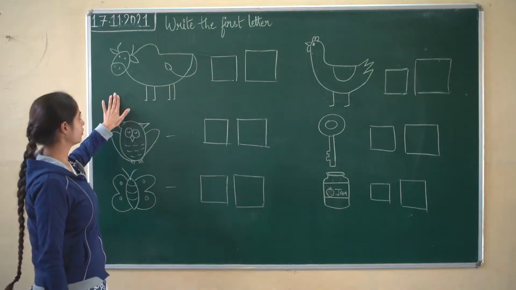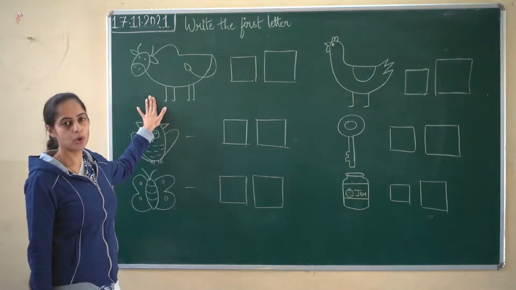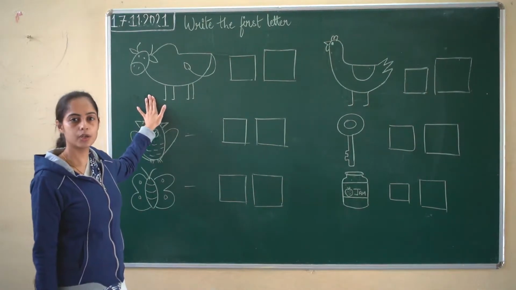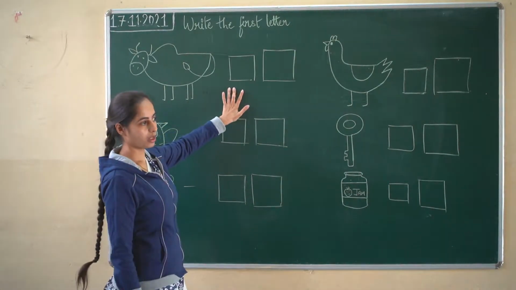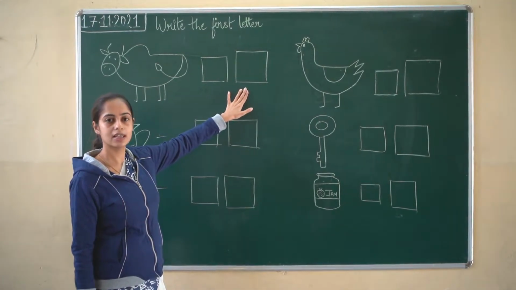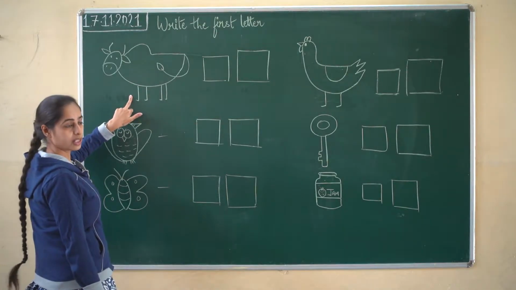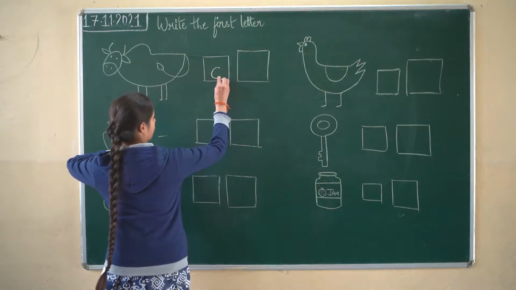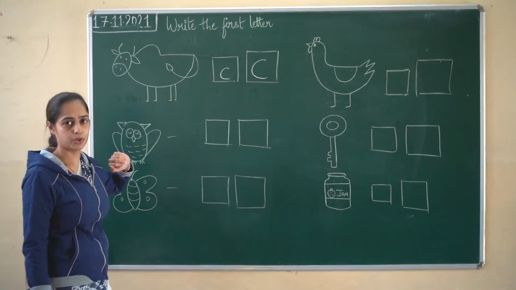The first picture we are having is of a cow. We will be writing the small alphabet in the small box, and in the big box, or the large box, we will be writing the capital alphabet. So cow, C for cow, small c, capital C. Like this you have to write.